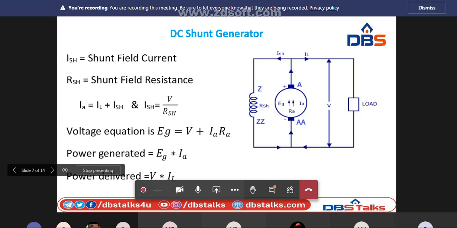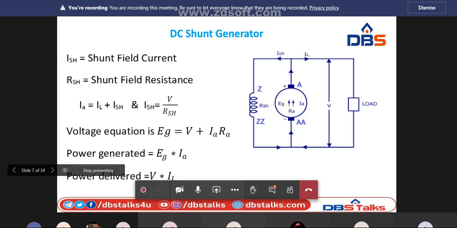So you have to draw the diagram. This is a generator with EG, and IA will be going, but now a field is connected across the generator. Because of this only you can call it a shunt generator. A field winding is connected parallel to the armature winding. Such type of generator is called a DC shunt generator.